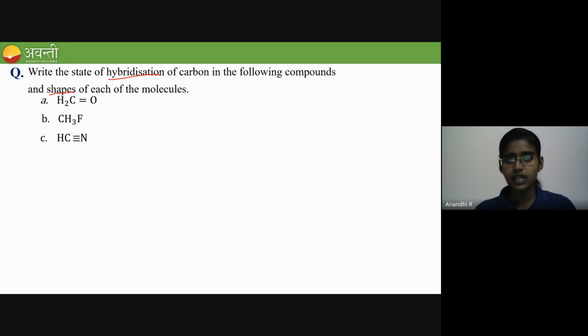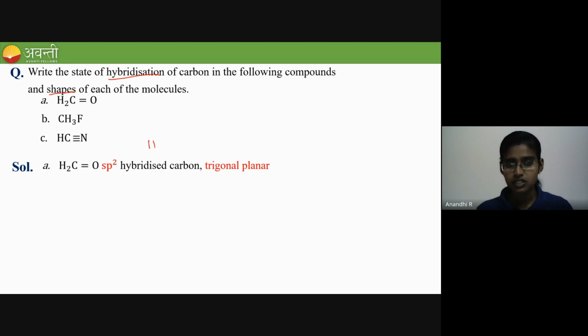Did anyone get the answer for the first question? The hybridization of the first carbon. Very good, Sumati. It is sp2, because it is a double bonded system, right? Yes, Chandana. H, C double bond O, H. Since it is doubly bonded with the other atom, oxygen, it is sp2, and the shape is trigonal planar.